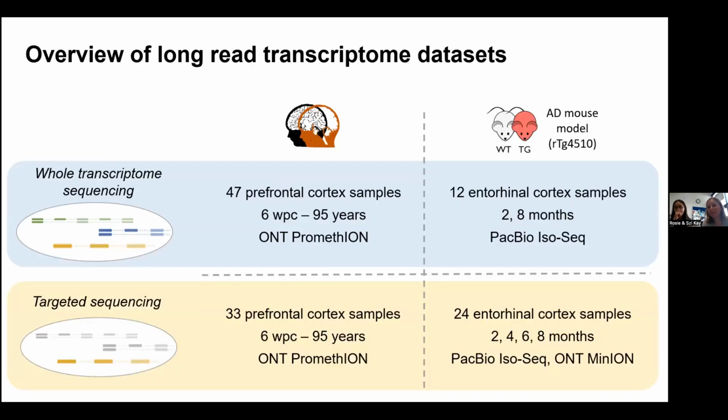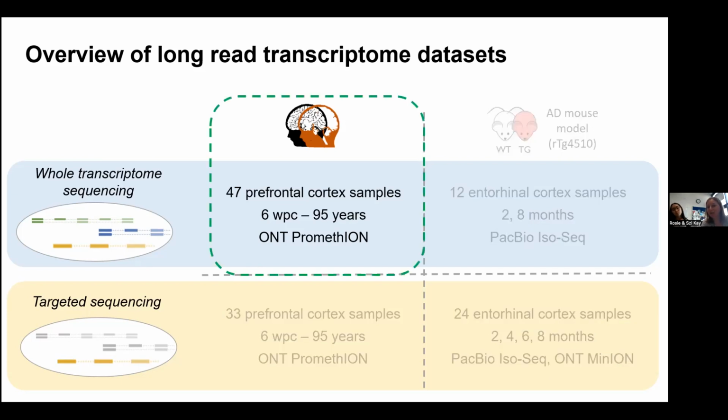So we've recently been building upon all the work previously done by Szi Kay and Erin, increasing our capabilities and number of samples to create long-read transcriptome datasets. Here we're going to give you an overview of those. We have human cortex and AD mouse models, with whole transcriptome sequencing and targeted sequencing for these respectively. I'm going to begin by describing our human dataset, which consists of 47 prefrontal cortex samples.